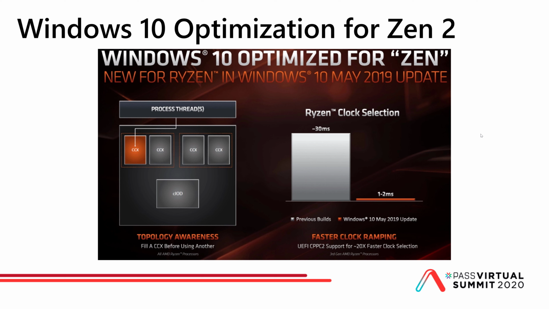Then here's an example of what I was talking about, where the Windows 10 May 2019 update, so Windows 10 version 1903, has these improvements to the scheduler on the left side, and on the right side there's this thing called CPPC2 support, which means that it ramps up the clock speed in 1 to 2 milliseconds instead of roughly 30 milliseconds. So that's going to make your system a lot more responsive. If you're one of those people who've got Windows 10, but you're on a really old build of Windows 10, you want to at least get on version 1903 if you're going to be running an AMD processor.